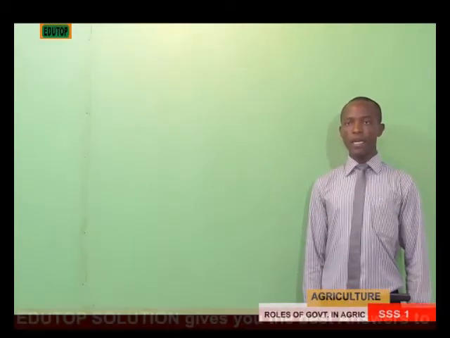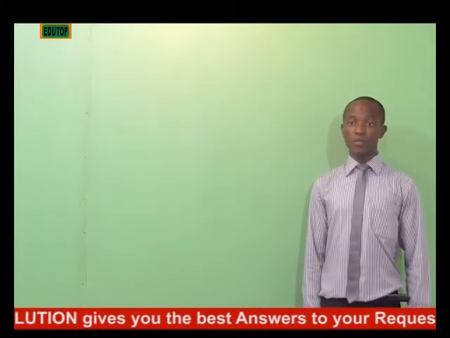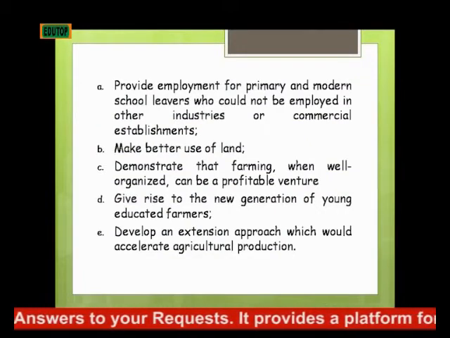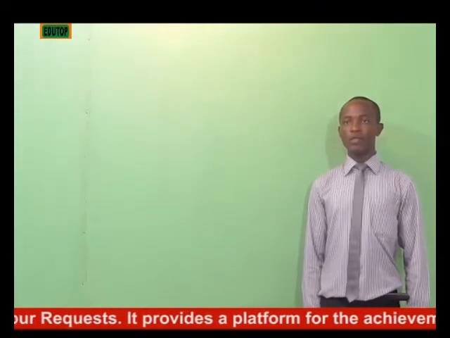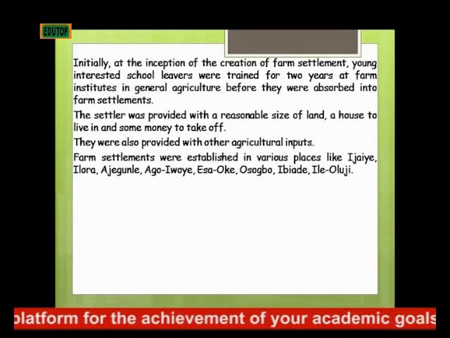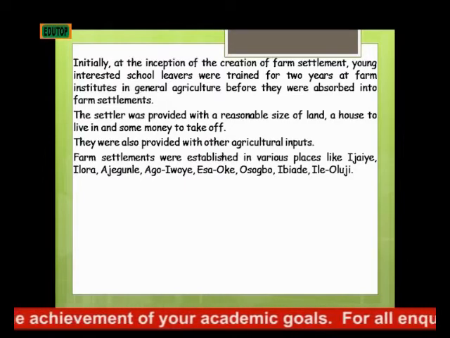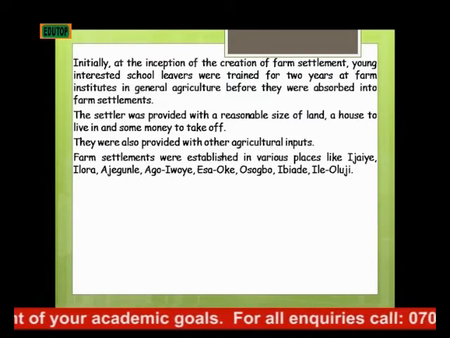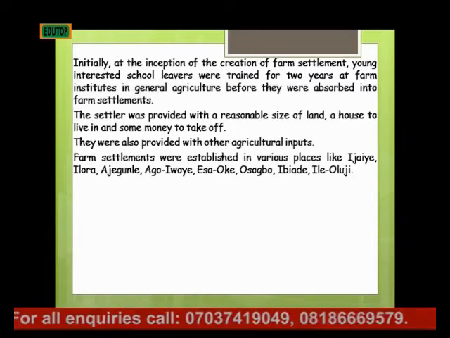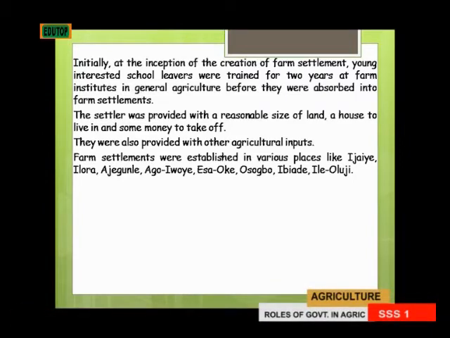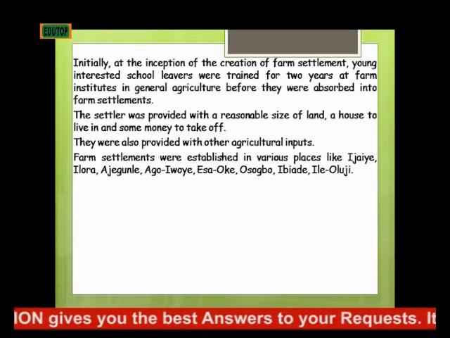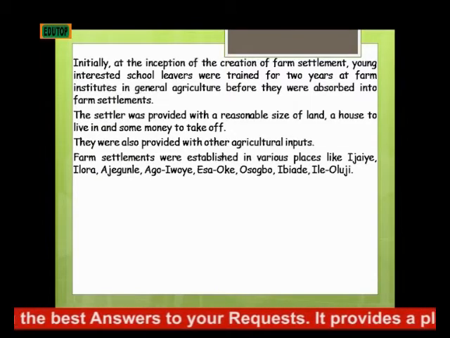Then another reason why the farm settlement scheme was created was to develop an extension approach which would accelerate agricultural production. Initially, at the inception of the farm settlements, young interested school leavers were trained for 2 years at the Farm Institute in general agriculture before they were absorbed into the farm settlement. The settlers were provided with a reasonable size of land, a house to live in, and some money to take off. That is, there were some incentives provided for the young farmers. Number one, they gave them land to farm on, they gave them a house, and then they gave them money.